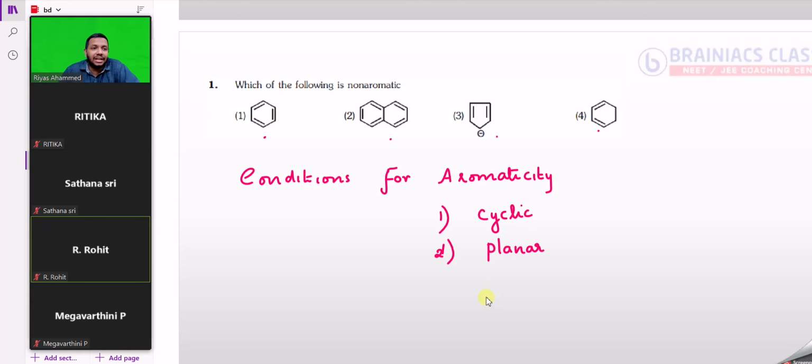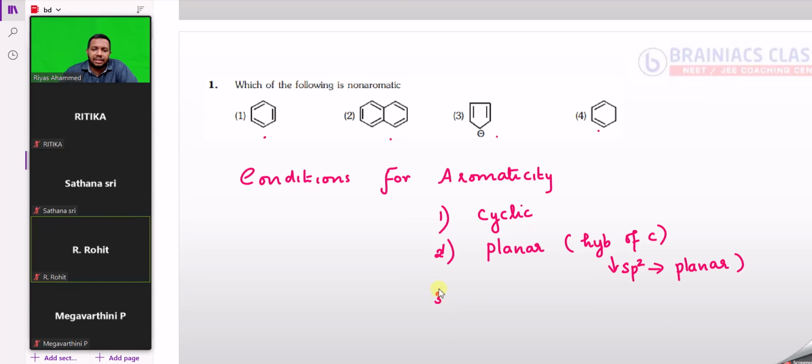The second condition is the compound should be planar. Planar means all the ring structure should be lying in one plane, or all the carbon atoms should lie in a single plane. But how will you check that? By looking at the diagram. Most students will ask me, sir, we are writing all these things on paper, and paper is in a single plane, so how will you do that? The only thing is to check the hybridization of carbon. If that is sp2 hybridized, that means its shape is planar, lying in a single plane. So if the carbon atom has sp2 hybridization, then I can say that it is planar in nature.